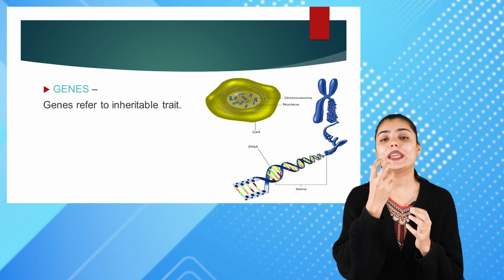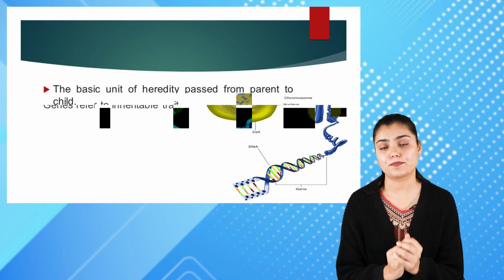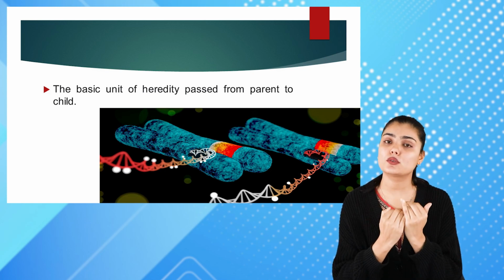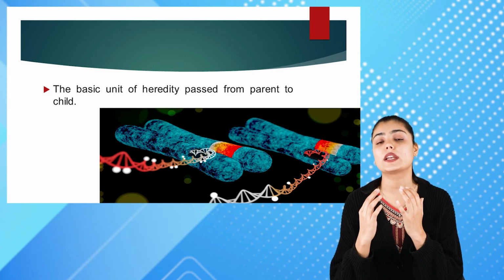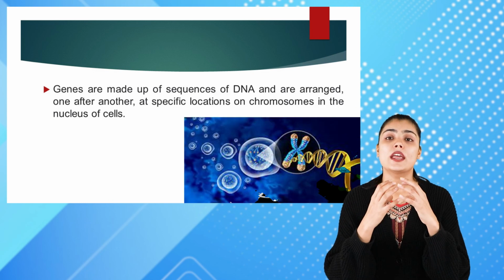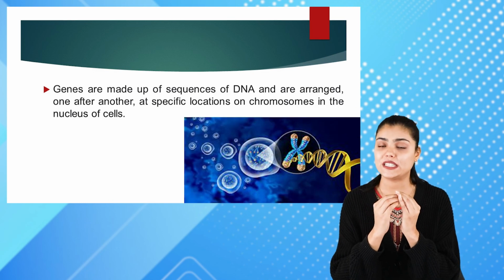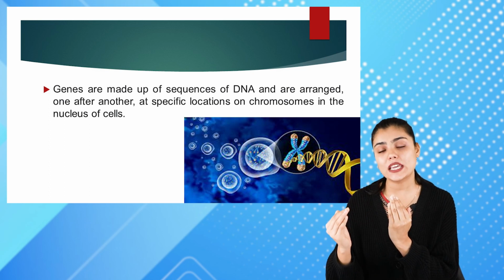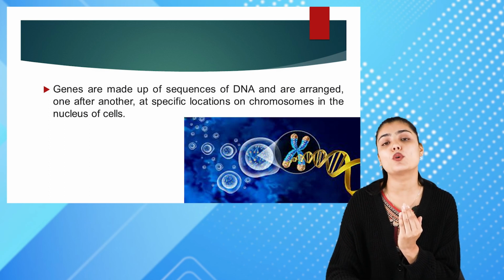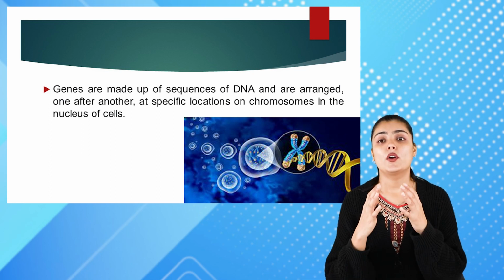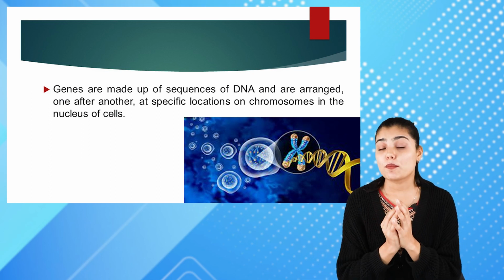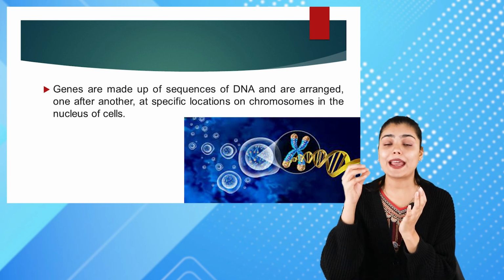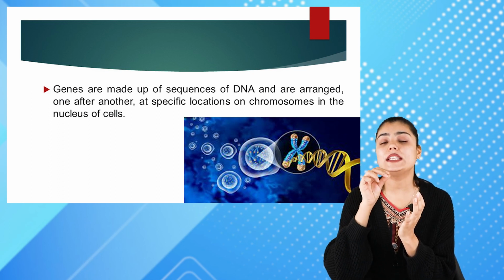Genes refer to inheritable traits. The basic unit of heredity passed from the parent to the child or to the children is called a gene. Now, genes are also made up of DNA and they are arranged one after the other in a sequence within the chromosome of the cell. Okay, this is very important to understand. Chromatin forms the chromosome, and inside the chromosome, genes are located.